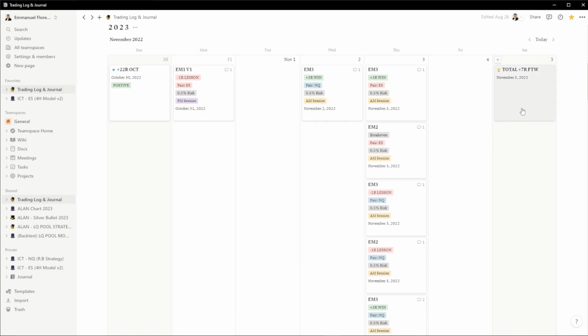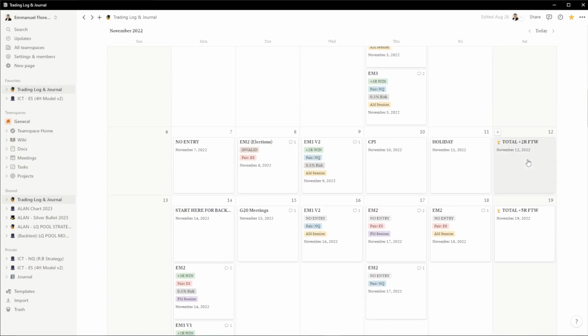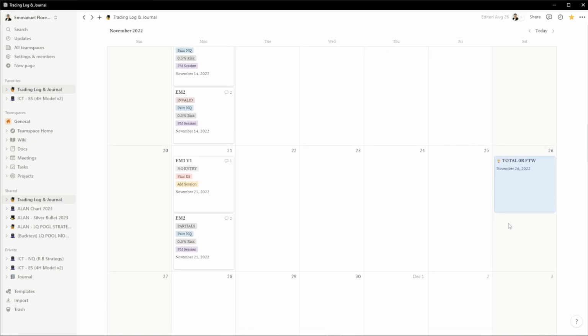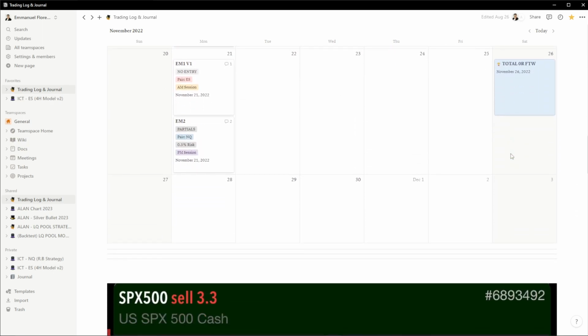We can see for November so far, week 1 we have 7R, week 2 we have 2R, so we're up 9 already. Week 3 we're up 5, so we're up 14R so far in the month of November, as of November the 26th. We are up a significant amount of R, very profitable. So we have a couple days left of the month to see what we close out with.